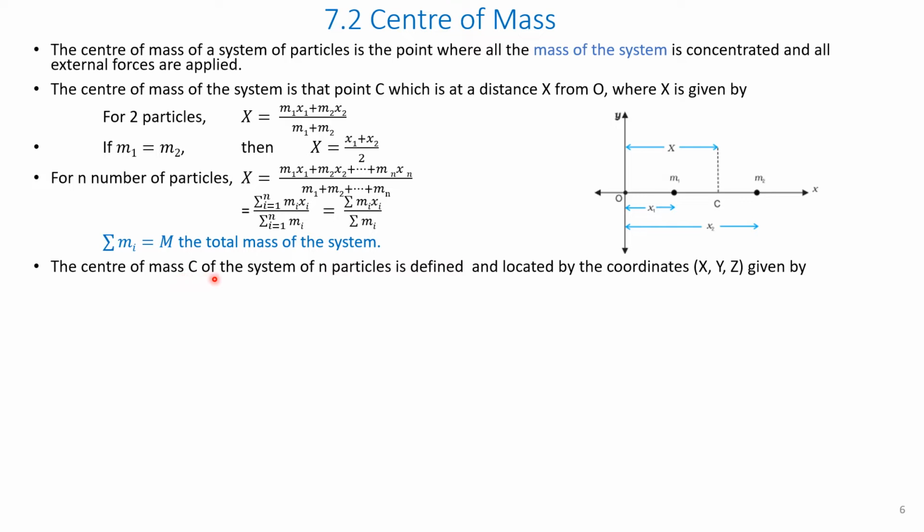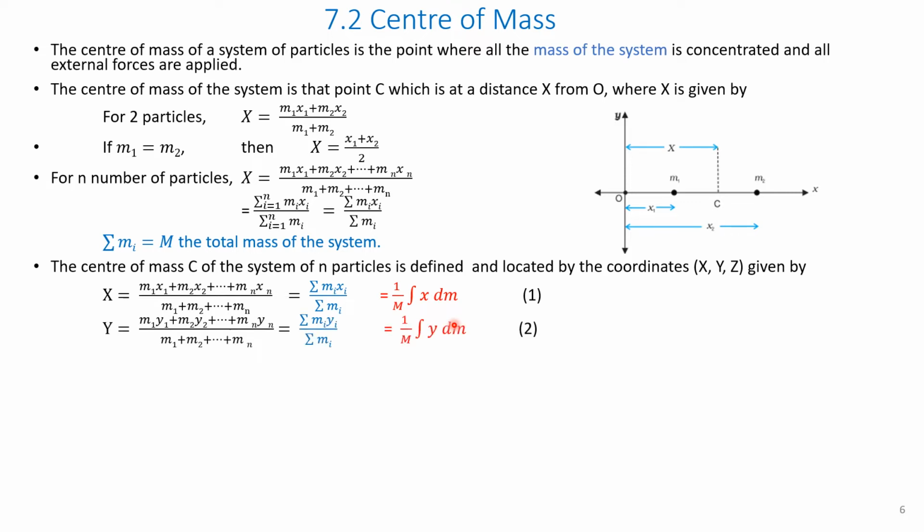The center of mass C of the system of n particles is defined and located by the three coordinates x, y, and z. X is given by sigma mi xi divided by sigma mi, as explained previously, and it can also be written in integral form as 1 over capital M times the integral of x dm. Here dm is the small mass element of the system. In the y coordinate, it will be written as sigma mi yi divided by sigma mi, equal to 1 over M times the integral of y dm. Let it be equation 2.